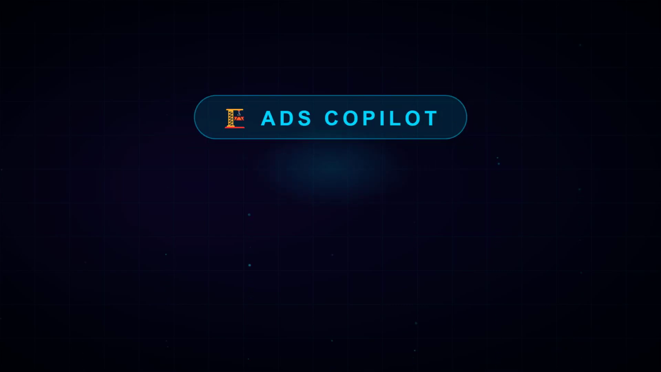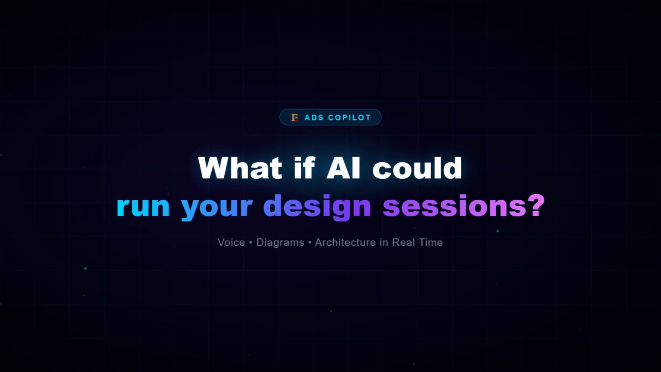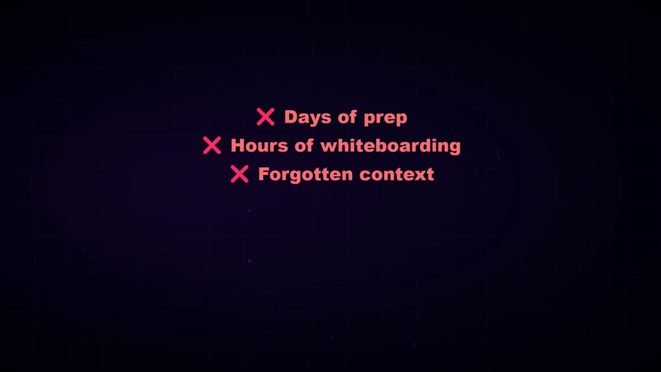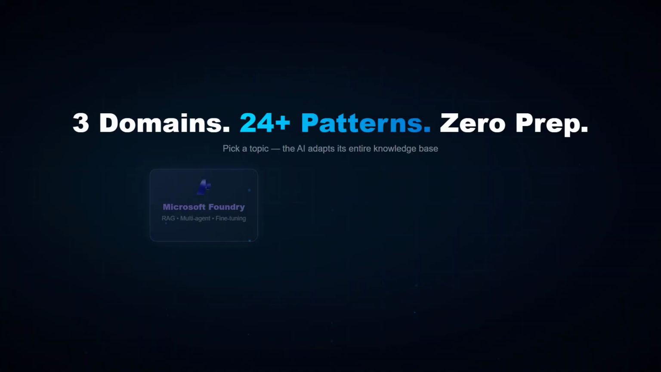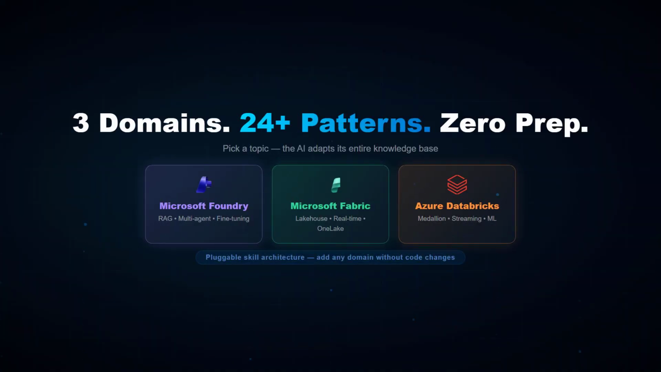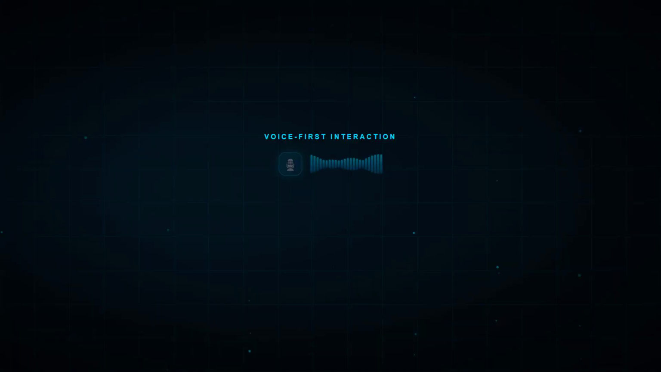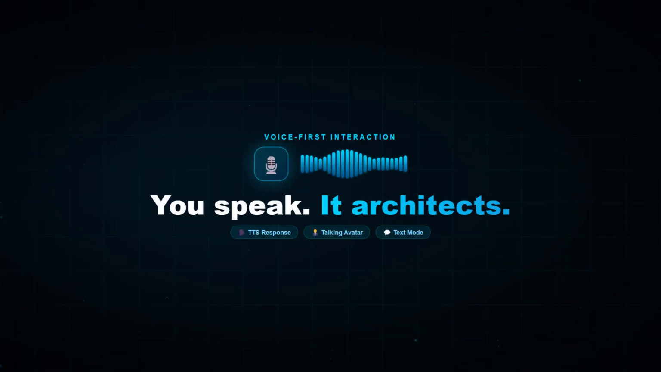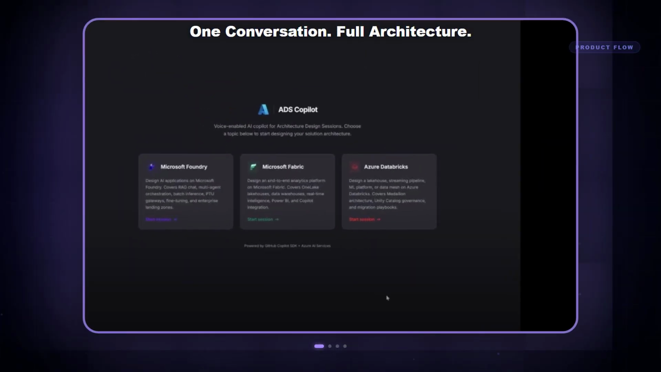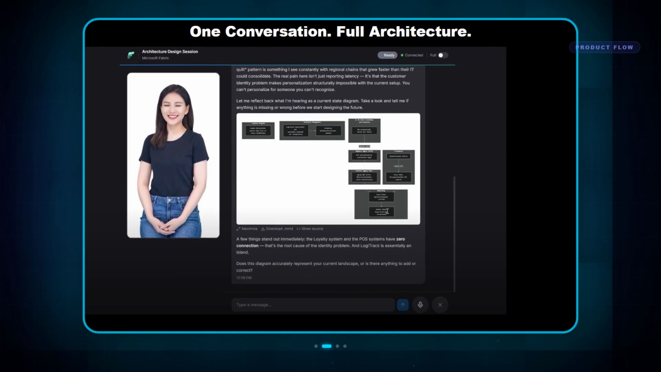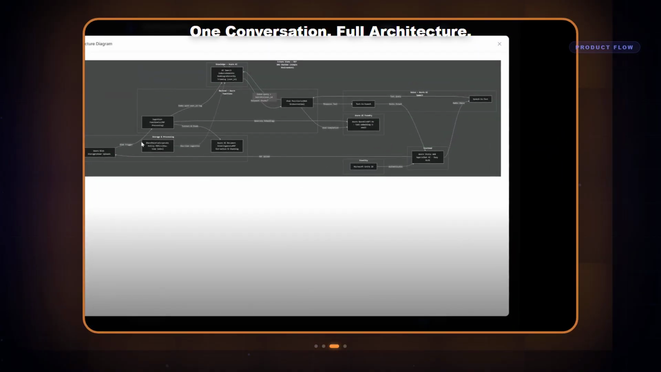What if AI could run your architecture design sessions? Days of prep, hours of whiteboarding, all replaced in seconds. 3 domains, 24 plus patterns, 0 prep required. You speak, it architects. Start a chat, define the current state, design the target architecture, and export a full summary.